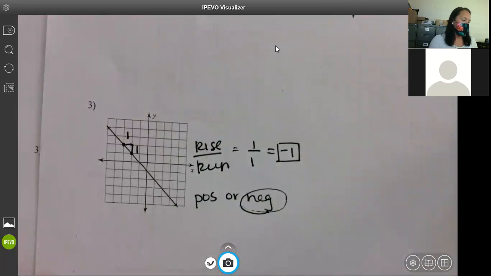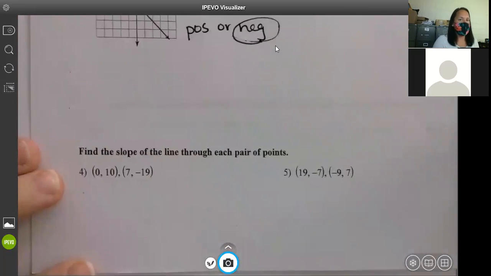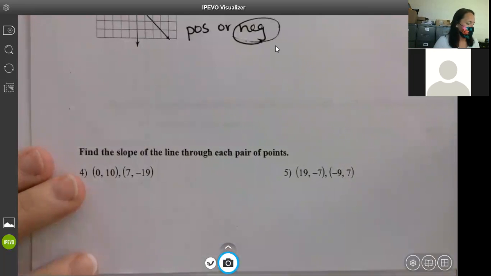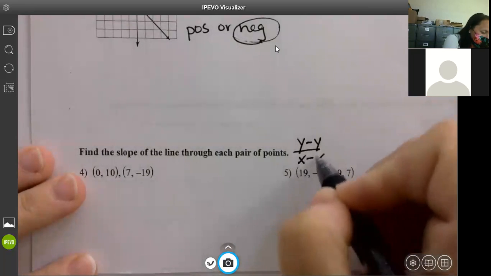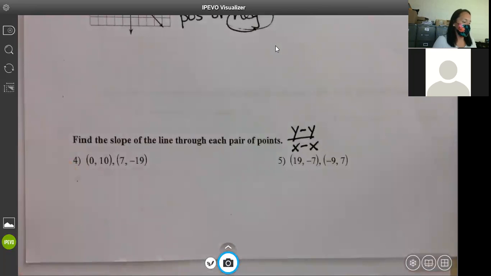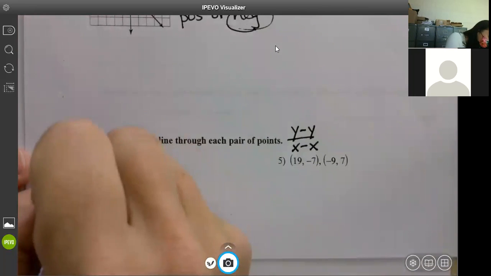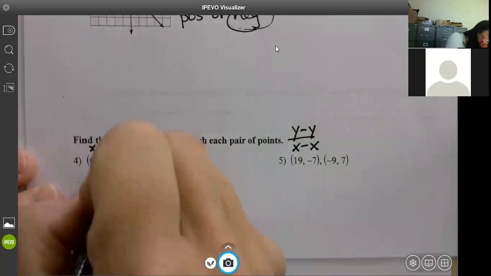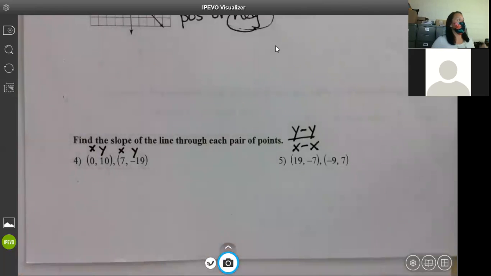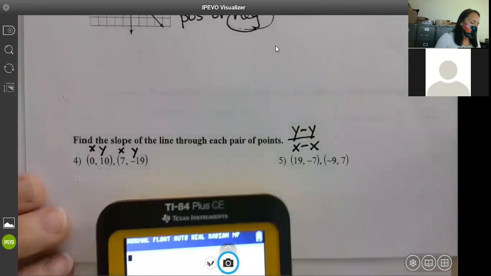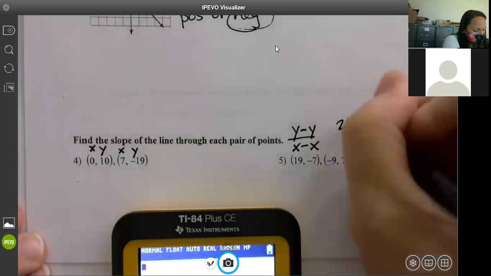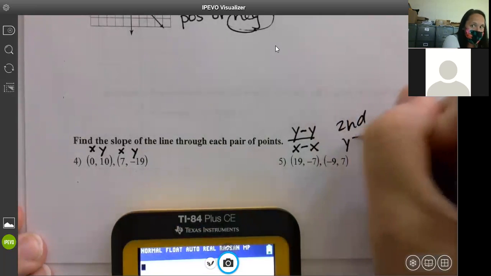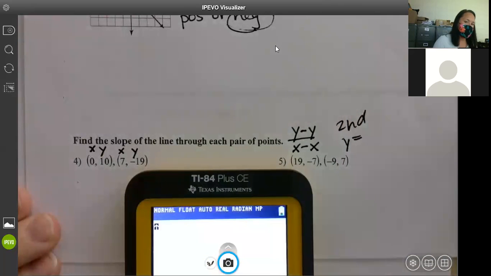How about if you have 2 points? What's that formula? Y minus y over x minus x. Good. Y minus y over x minus x. Remember, you have x, y coordinates. Guys, do this on your calculator. So easy. So easy. If you do second and y equals, so second is the blue button.